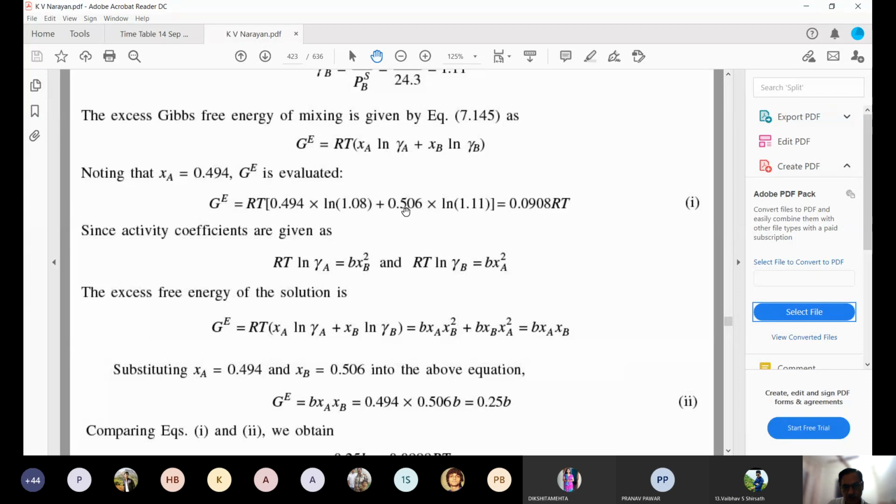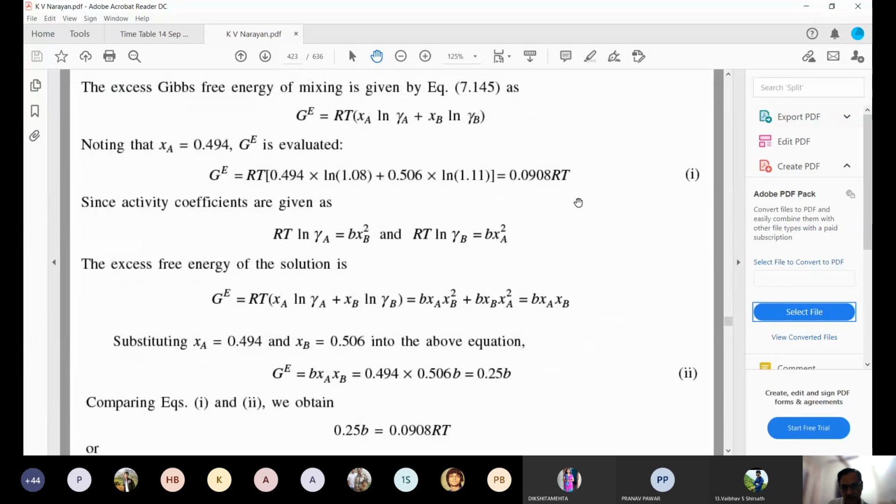So now you have two equations. G is equal to 0.0908 RT and G is equal to 0.25 B. So the left hand side is same, so the right hand side has to be equal. So equate the right hand side and get 0.25 B is equal to 0.0908 RT. From this you can calculate the value of B.